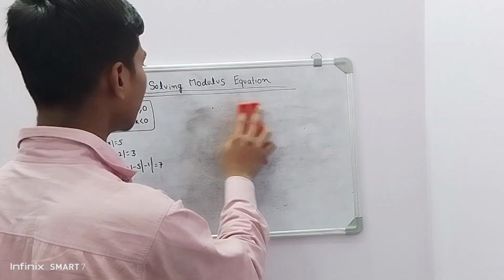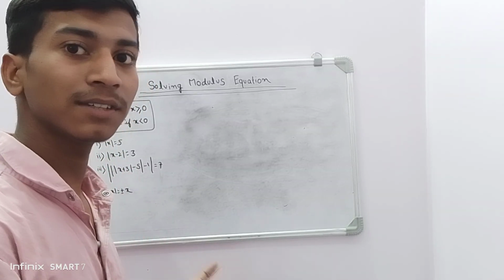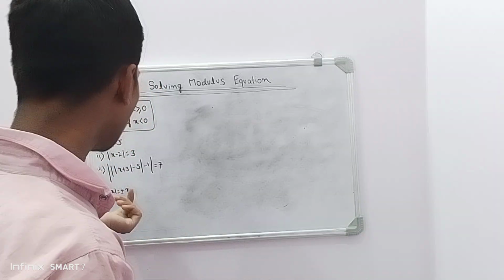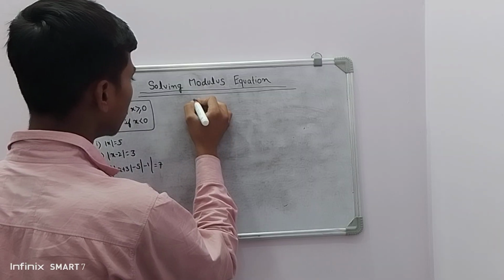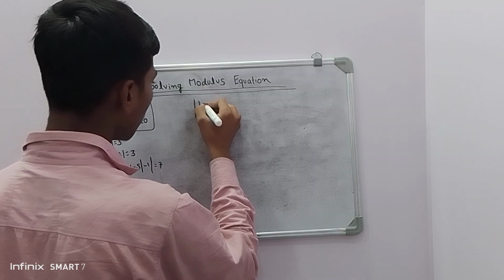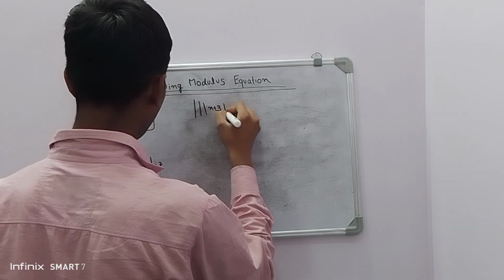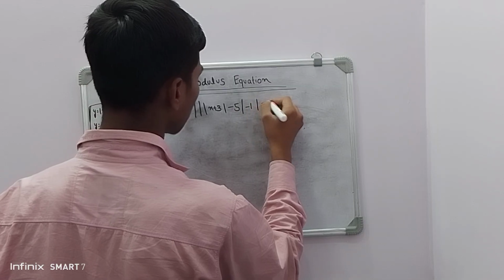So let's suppose a very interesting question which was asked in the JEE examination. Yes, it is considered to be a difficult examination, but see what an easy question we have with us. Mod of mod of mod x plus 3, mod minus 5, mod minus 1 is equal to 7.